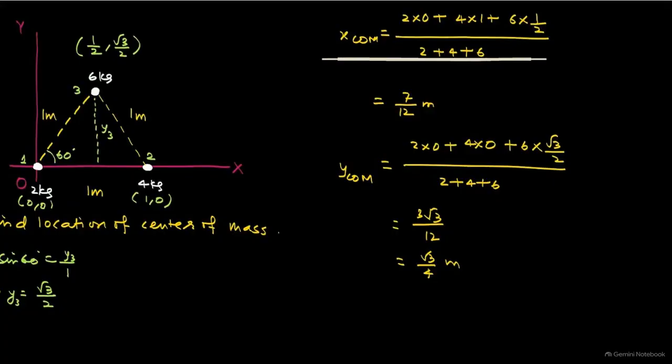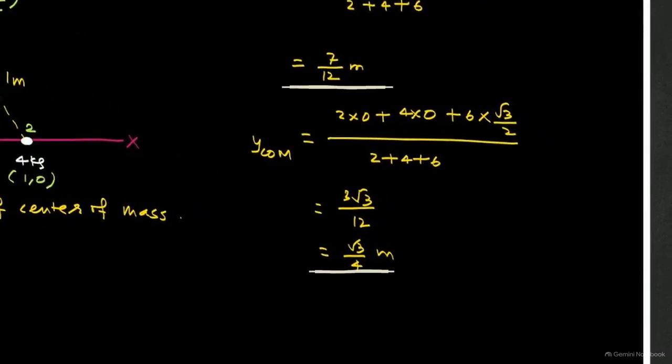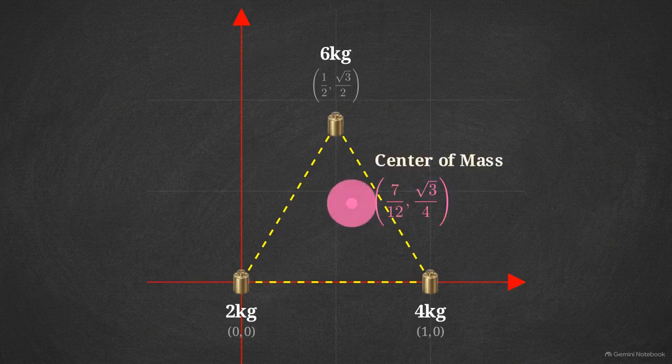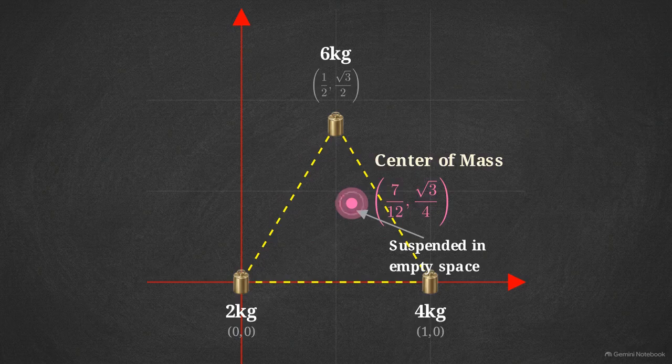By substituting our specific mass and coordinate values into the respective formulas, the math simplifies down. For the x-coordinate, we get 7/12, and for the y-coordinate, root 3 over 4. When we plot that final point back on our grid, we see the actual result of the math. The center of mass rests suspended entirely in the empty space between the objects. It does not sit inside any specific mass at all.